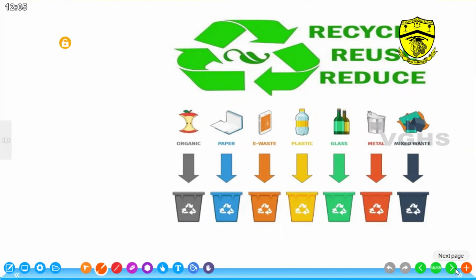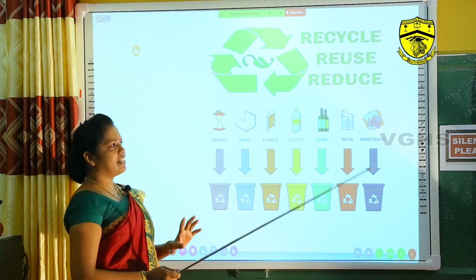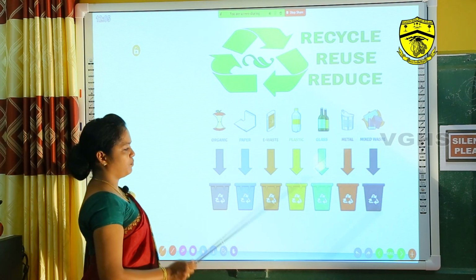Organic waste is cyan. Paper, as I already said, is blue, and e-waste is orange. Plastic is yellow, glass is green, metal is red, and mixed waste is violet. That's very important. You must remember that. Waste materials must be disposed of very carefully through this method. And we use waste materials like plastic and polythene in recycle, reuse, reduce, the 3R concept, to protect our environment through this process too.